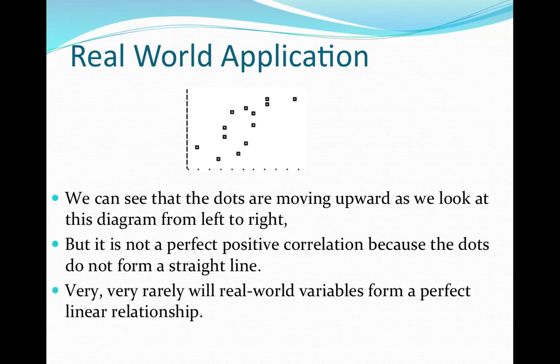Very, very rarely will real-world variables form a perfect linear correlation. So what we're looking at is what's expected when you calculate real-world correlation data. It's expected to look like this, and it most definitely is not going to be a straight line. We're going to take this example a little bit further at the next lecture, where we discuss a little bit more about what the data means and how we can work with it.